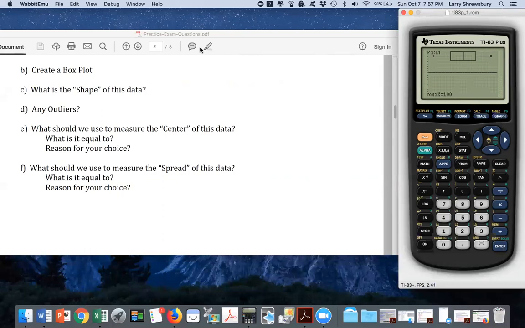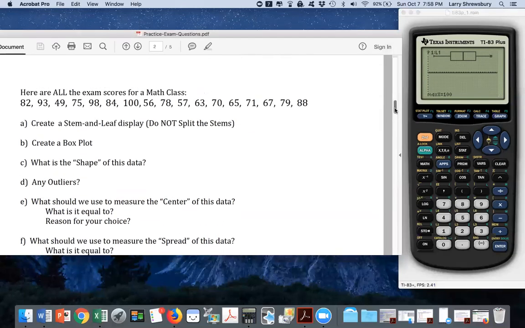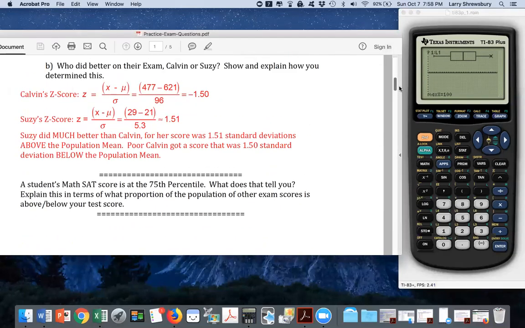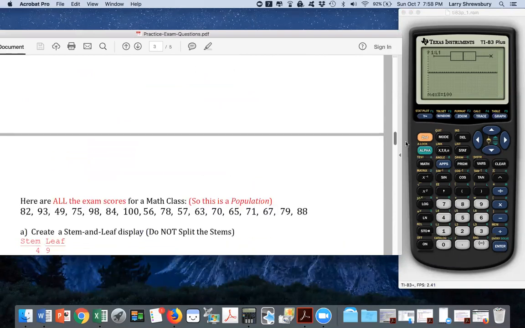Okay. So we won't have to split. Right. Once again, it will tell you either to split the stems or not to. So just do what it tells you to do. Now what is the shape of this data? Now here's the important question. Are you going to decide on the shape by looking at your box plot, or are you going to decide it by looking at your histogram?